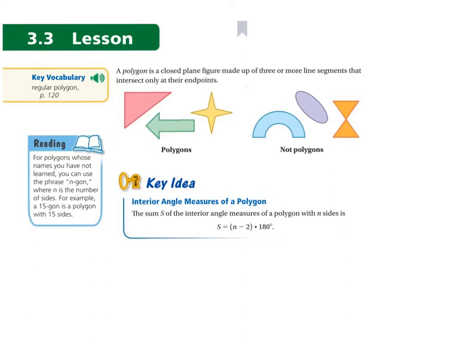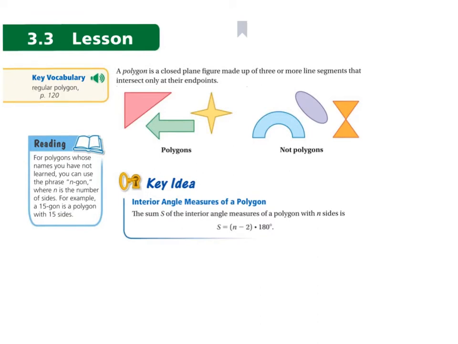Okay, so first of all, we want to define a polygon. Poly means many, the root word, and then gons is, I don't know, probably shapes or something. Anyway, so what is a polygon? A polygon is a closed plane figure made up of three or more line segments that intersect only at their endpoints. That's what it says right here.